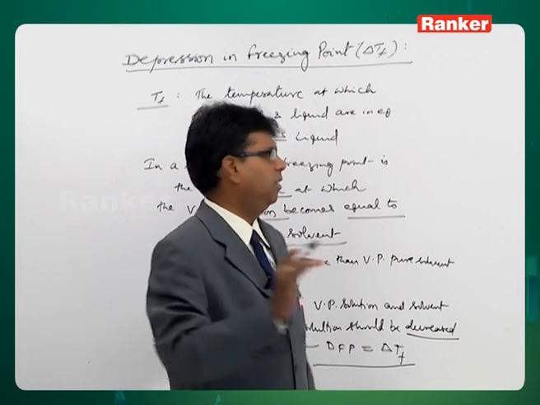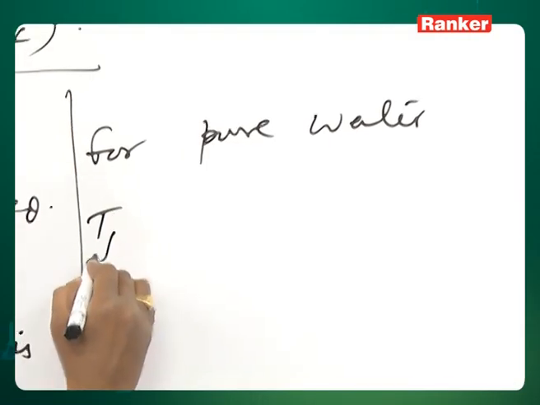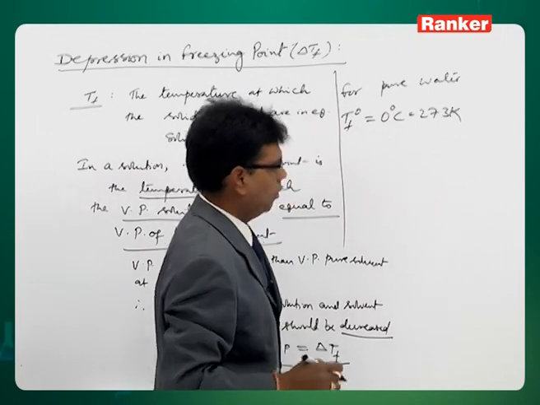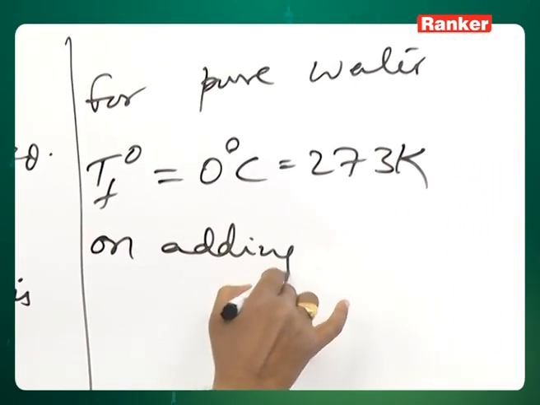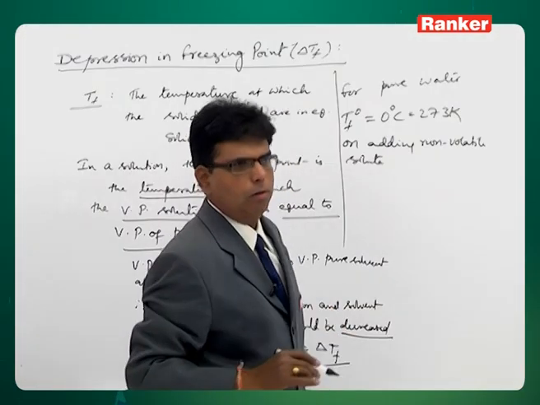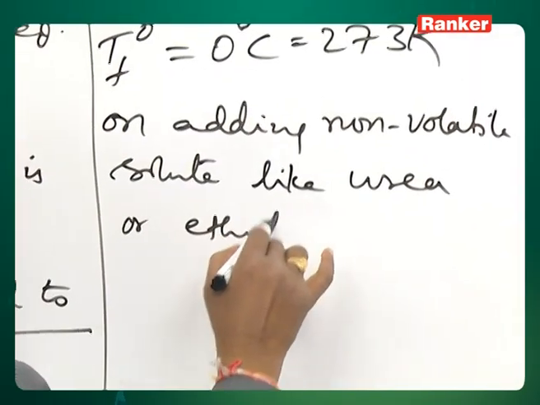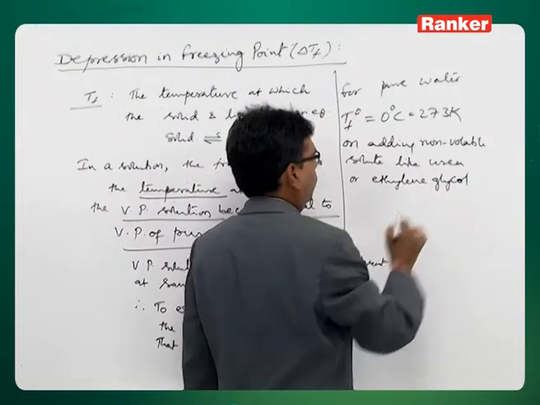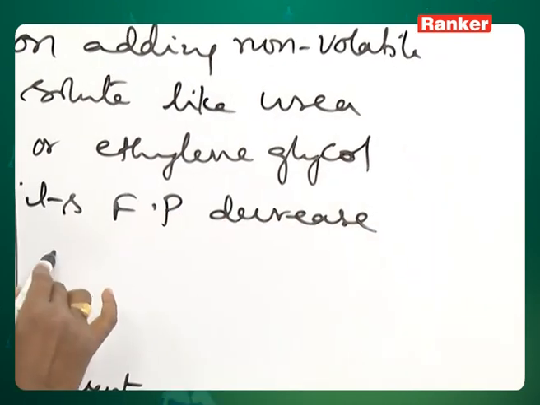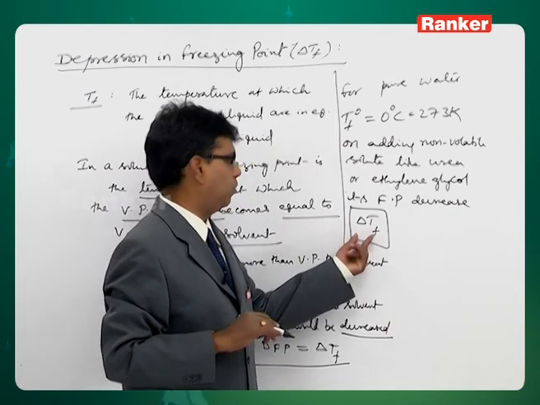So, in the case of water, as all of us know very well, for pure water, TF naught is equal to 0 degree Celsius, that is 273 Kelvin. On adding a non-volatile solute like urea or ethylene glycol, what will happen is its freezing point decreases. The decrease is what we call delta TF, depression in freezing point of water, water being the pure solvent.